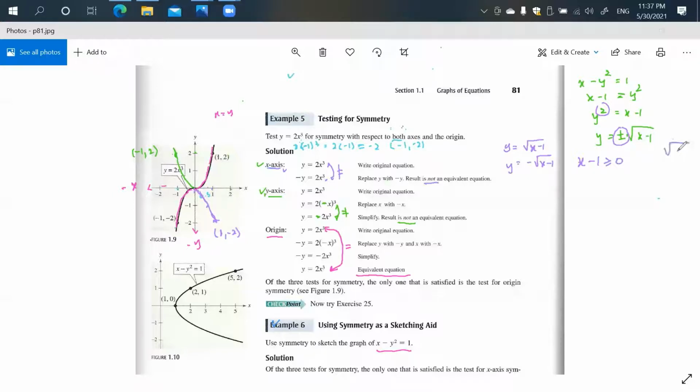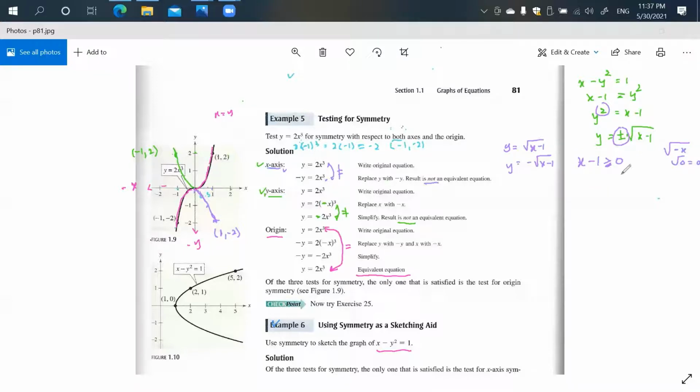If under the root becomes negative, for any such number, we always say it's undefined, right? Or no solution. So under the root has to be greater than or equal to 0. It can equal 0 also, correct? Greater than means x has to be positive, with a plus sign. And the square root of 0 is 0, correct? So it has to include equal. Okay, so then you plot the graph, and this is how to plot it.